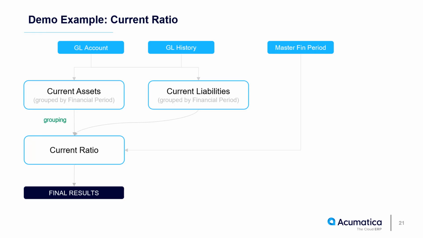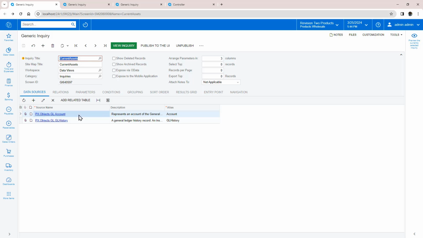In my third query, I bring in the master financial period table to help me convert the financial period to a date. This is going to be useful for processing a dashboard. I started by building an inquiry to gather the current assets by period using the GL history table. This is the same table used by ARM to generate my formatted financial reports.